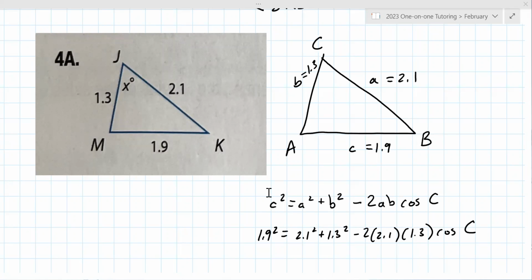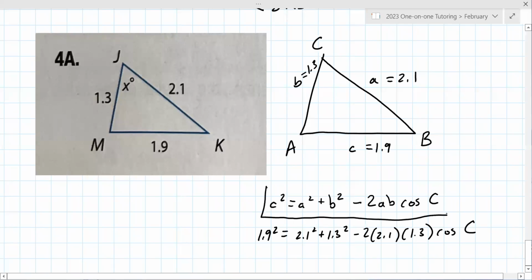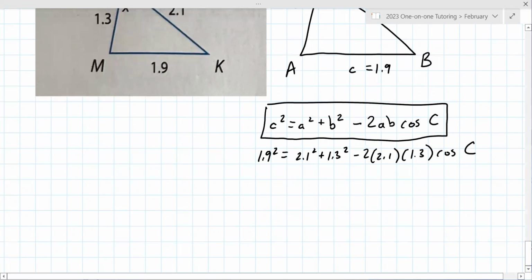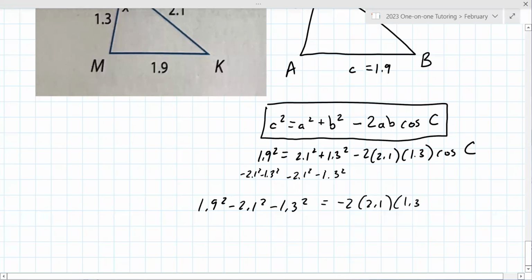But this, you actually only have to remember one form of law of cosines, and this is the one that's worth remembering. I know there's three equations, but this is the only one you really need. So from here, we're going to rearrange the equation. We're going to subtract 2.1 squared and subtract 1.3 squared from both sides. So it looks like this: 1.9 squared minus 2.1 squared minus 1.3 squared equals minus 2 times 2.1 times 1.3 cosine C.